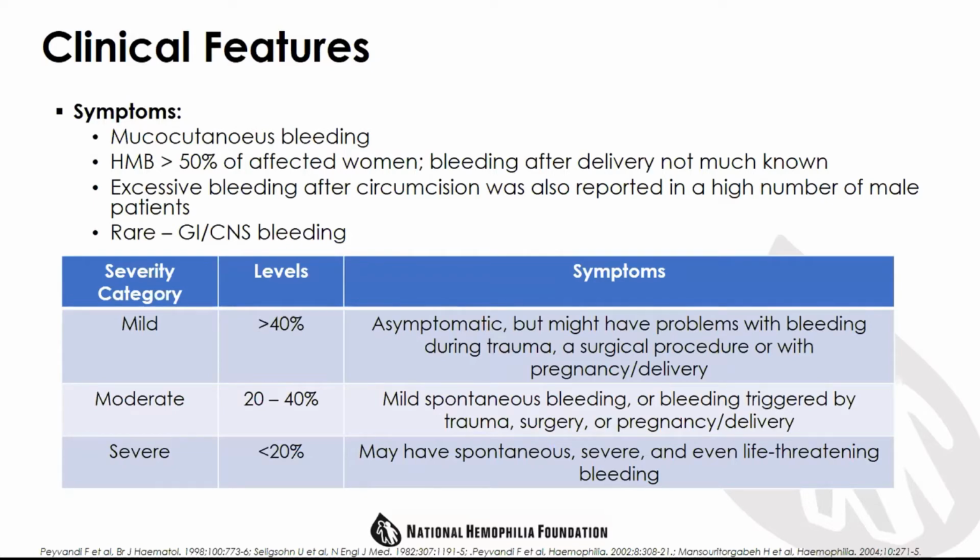Again, depending on the levels, this bleeding disorder is classified into 3 different categories. It is severe if the levels of factor V and VIII are less than 20%, moderate if it is between 20 to 40%, and mild if the levels are more than 40%. As the levels of these factors decrease, the tendency to have spontaneous bleeding increases.